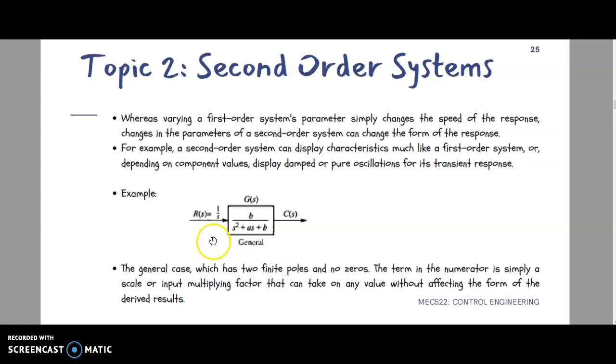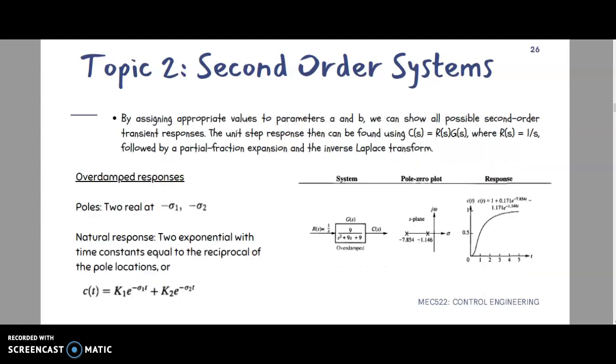In this case you can see there are two finite poles and no zero. Consider this the numerator, this is the denominator, no zeros in the numerator, and two finite poles. Next, we want to know how the response behaves. I think you have already learned about overdamped and underdamped.